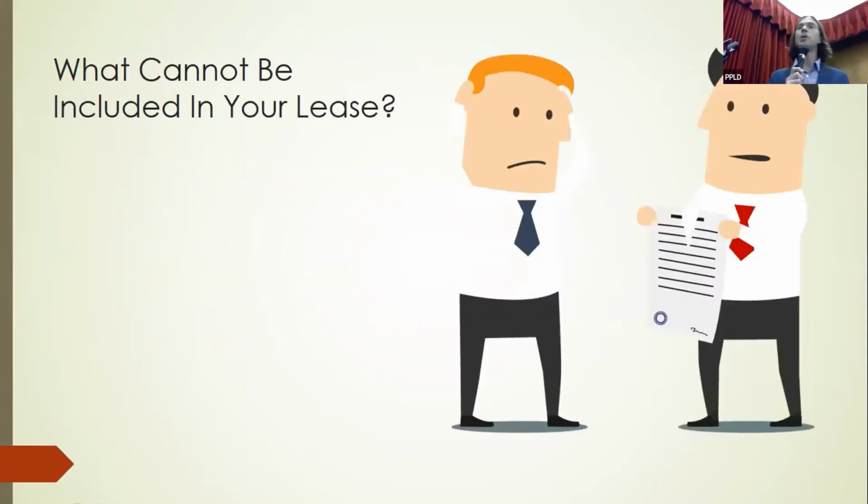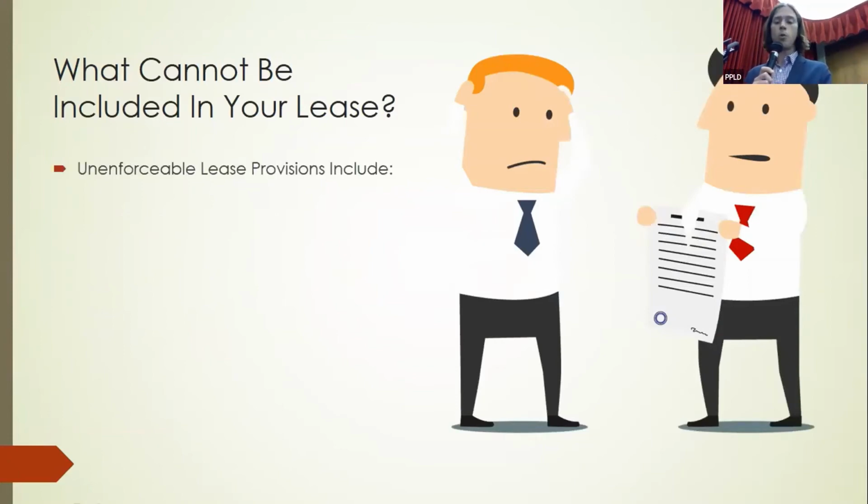What are things that cannot be included in your lease? This list is a little bit more extensive. These types of lease provisions are not enforceable. They are void, they are against public policy, and they are unenforceable. A waiver of the return of your security deposit.